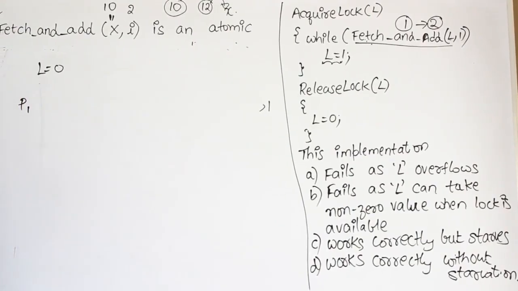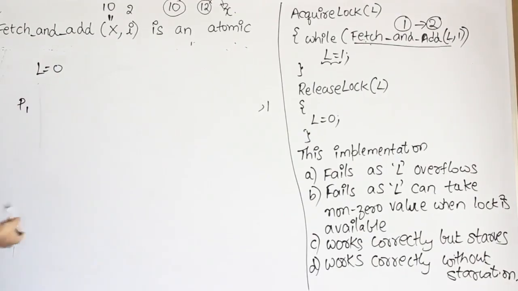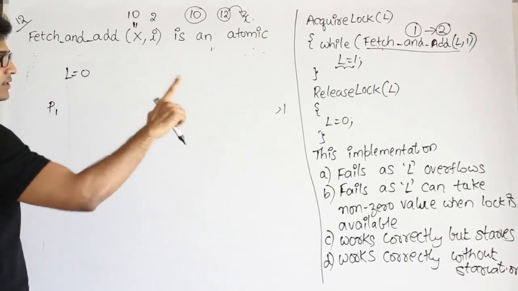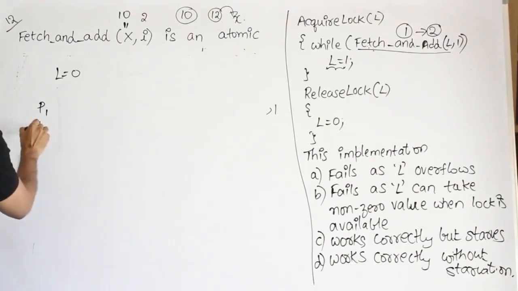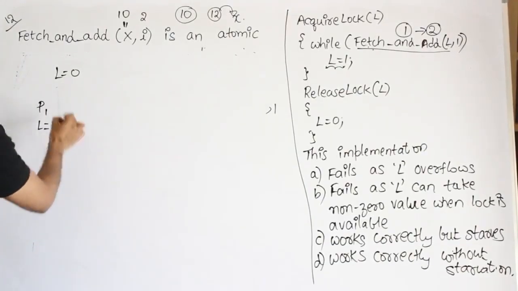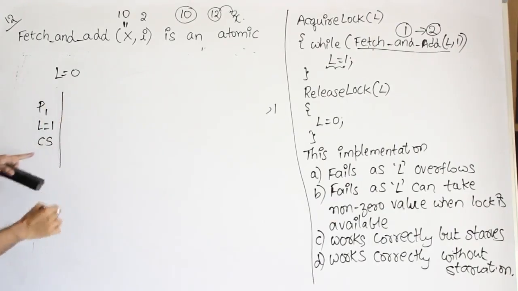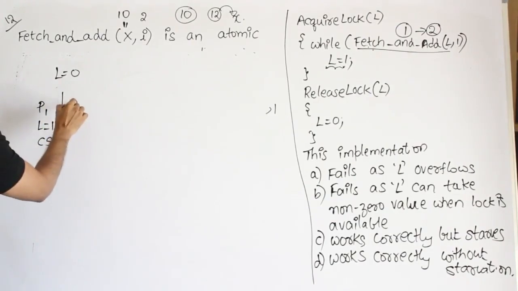P1 got the chance. Then what P1 will do is, it will read L equal to 0 and come out of the while loop, but it will execute fetch and add at least once. Therefore the L value will be made 1, right? And now after making L equal to 1, it will come out and enter the critical section.